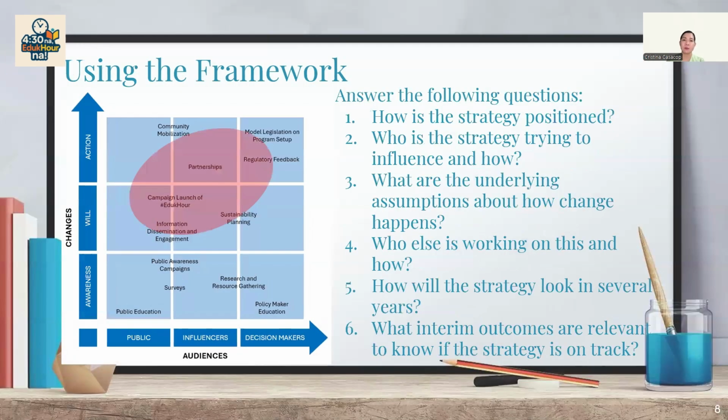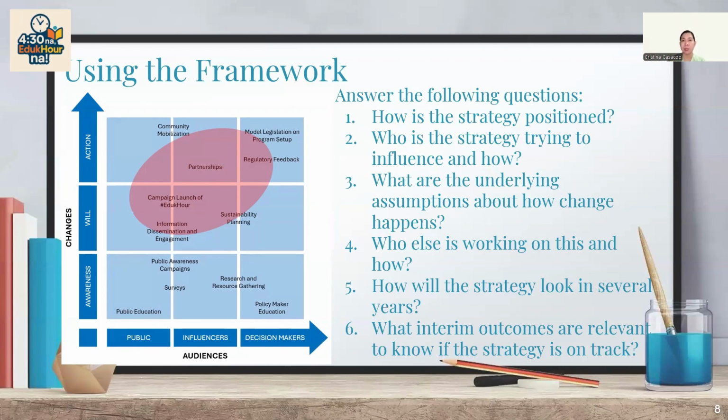So to use this framework, there are 6 questions that correspond to the steps. The first question, how is the strategy positioned, involves identification and illustration of how a strategy is positioned within the framework. So in this framework, we did the advocacy strategy mapping. So the shaded part illustrates how strategy positioning might work.